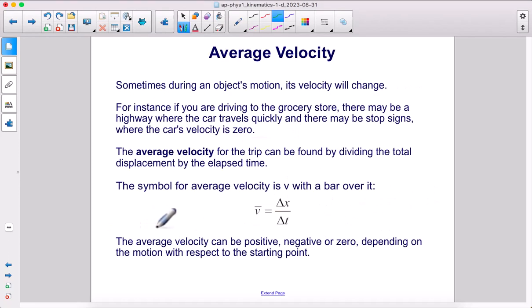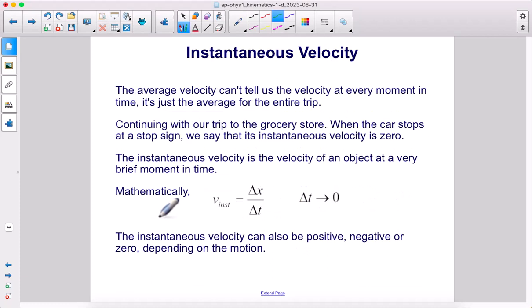Sometimes during an object's motion, its velocity will change. For instance, if you're driving to the grocery store, there may be a highway where the car travels quickly, and there may be stop signs where the car's velocity is 0. The average velocity for the trip can be found by dividing the total displacement by the total elapsed time. The symbol for average velocity is v with a bar over it. The average velocity can be positive, negative, or 0, depending on the motion with respect to the starting point. The average velocity can't tell us the velocity at every moment in time. It's just the average for the entire trip.